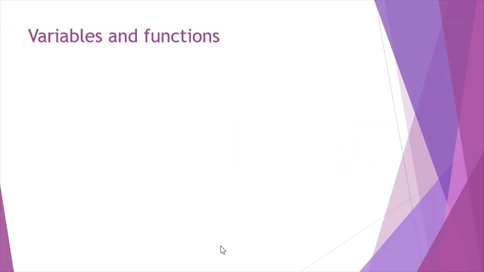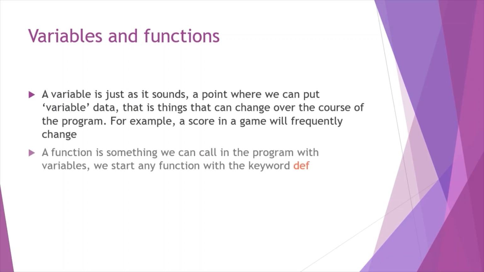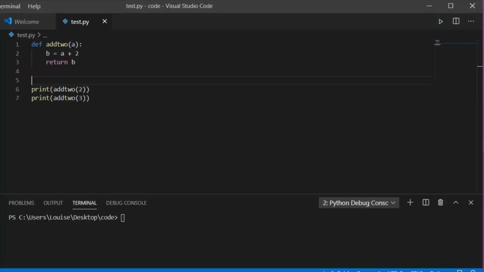So the first thing I'm going to go through is variables and functions. So a variable is basically just as it sounds. It's a point where we can put variable data. For example, a score in a game, it'll frequently change. We just put it in a variable somewhere and change it as needed. A function is something that we can call in the program with variables or without if we want, and we can start any function with the keyword def. Now, the reason we use functions is because we can then reuse code over and over without having to type it 5 times. So I'm going to show you guys a really simple example in VS Code here.